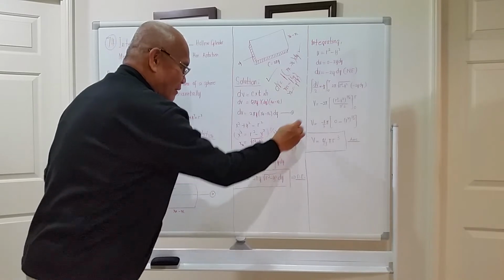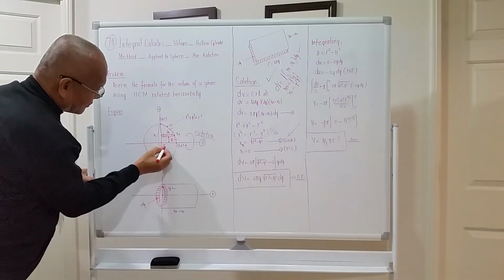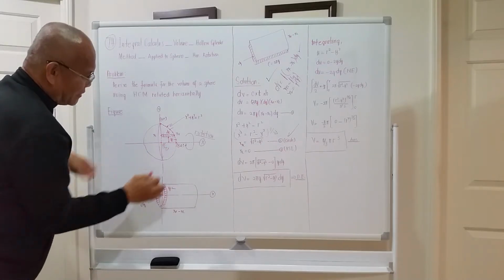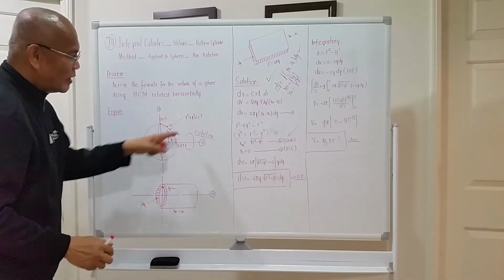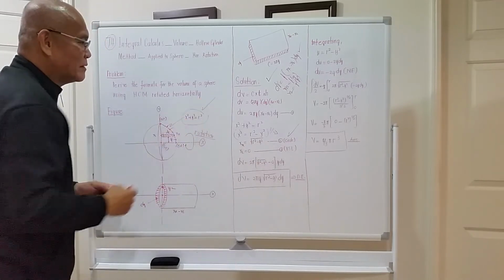It is actually a circle, as you can see. This was the center 0, 0. Okay, the radius is r, and the equation is this. That's why we use this.